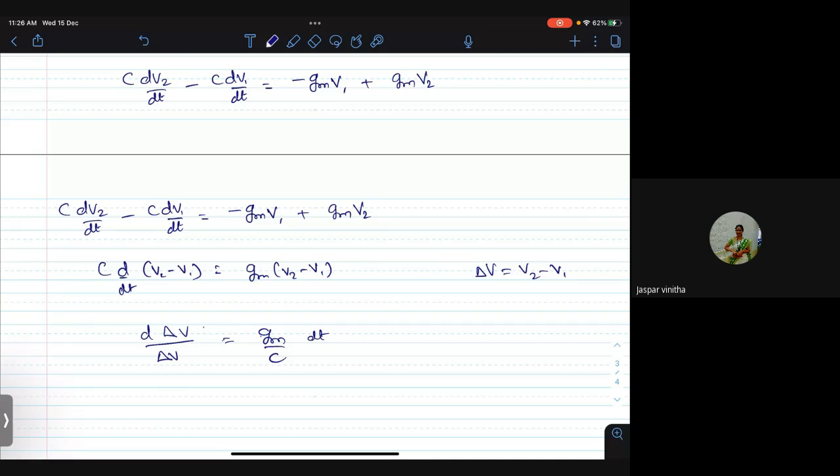So how do you solve this? Just integrate both the sides. So what you get? Natural log of delta V, and the right side is the integral of one. Basically, we are integrating both these sides, right? So this will be a function of t, and this will be natural log of delta V minus natural log of delta V of 0, the initial condition, will be equal to Gm by C into T.